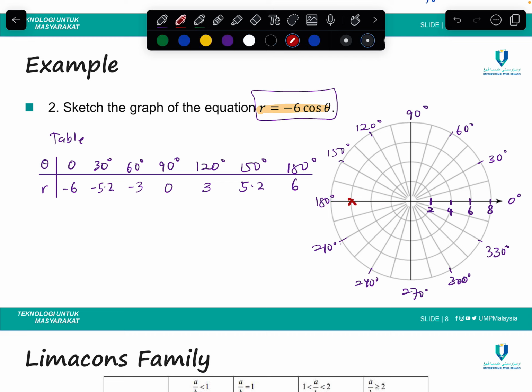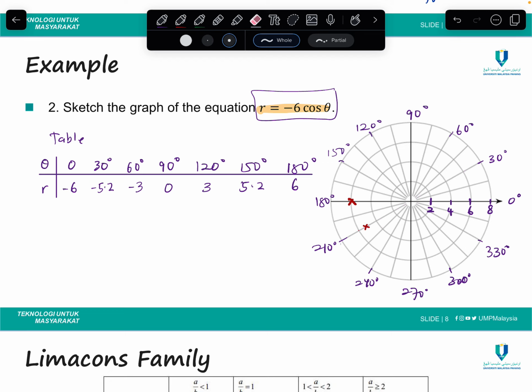All right, then we continue at 30 degrees. So we have to plot in the opposite direction with 5.2 units. So this is 4, this is 6, and 5.2 is around here approximately. Okay, so now that is your second plotting.